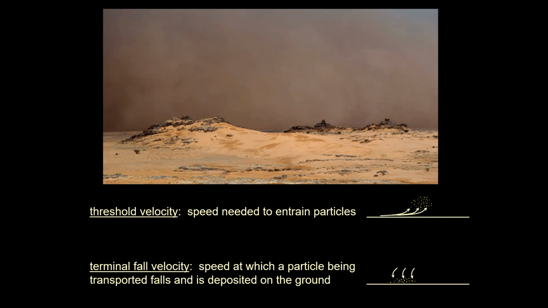There are a couple of terms I thought I'd mention. In order to entrain particles, you have to reach something called the threshold velocity, a minimum speed at which sand particles, or dust particles, or any particles at all will be held in suspension. Those particles will stay suspended until they reach the terminal fall velocity. The terminal fall velocity is the speed at which a particle being transported falls and is deposited back on the ground. Those are the two extremes in terms of either carrying materials or not carrying materials.